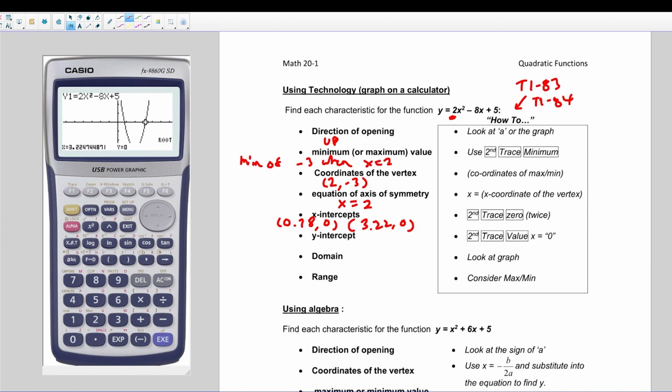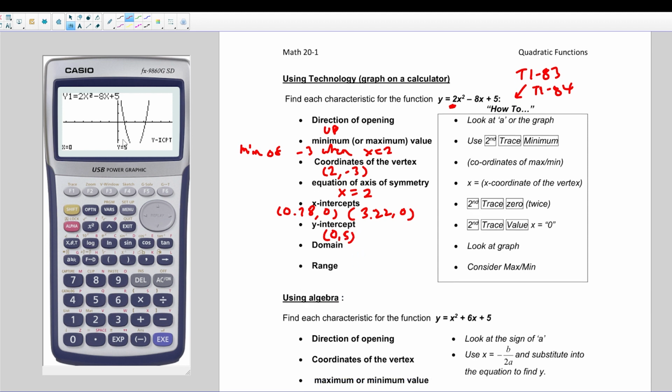Okay, and then for your y-intercept, on a TI, you're just gonna press second trace value and just enter x is equal to 0. For a Casio, it's pretty simple as well. All we're gonna do is we're gonna press F5 again for G-solve, and right here we've got y-intercept. We're just gonna press F4, and we have a y-intercept of 0.5. So 0.5 is your y-intercept.